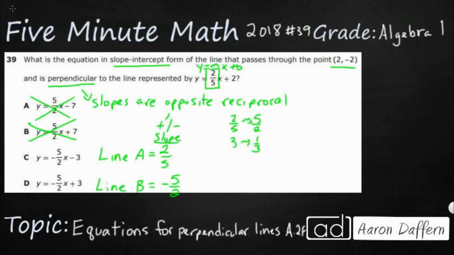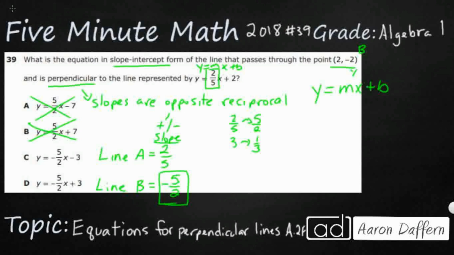Now we don't know what the y-intercept is. Line A's y-intercept is 2. We don't know what it is for line B. So let's go back to our slope-intercept form. Y equals mx plus b. We're going to look at line B right here. We know it goes through point (2, negative 2), and we now know that its slope is negative 5/2. So you know what? I've got 4 letters in there, and I know 3 of them. Let's start plugging some letters in.